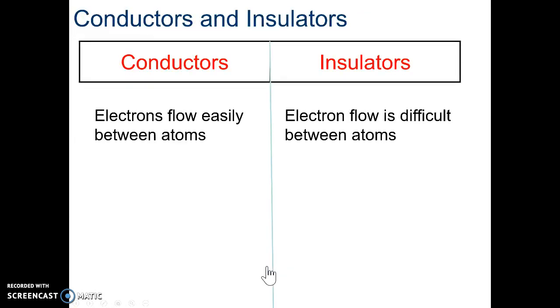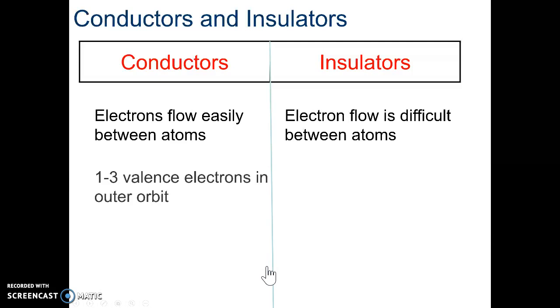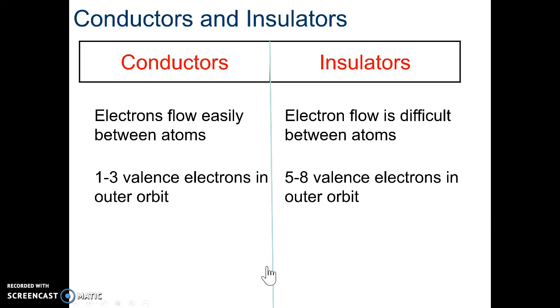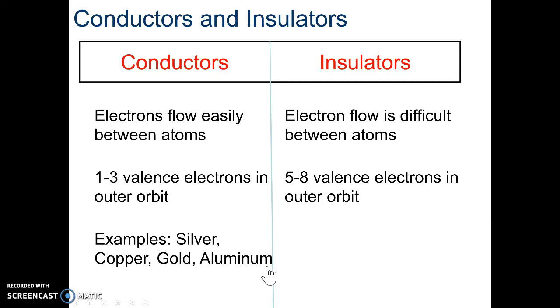If we want to compare the conductors to the insulators, the conductors, the electrons easily flow between the atoms. The insulators, they flow with difficulty. They don't want to flow. Usually, conductors are going to have 1 to 3 valence electrons, and insulators are going to have 5 to 8 in the outer orbit. Examples of good conductors are silver, copper, gold, and aluminum.